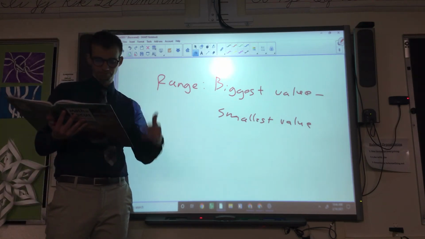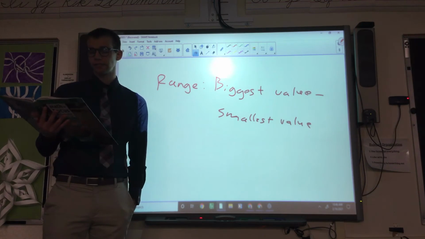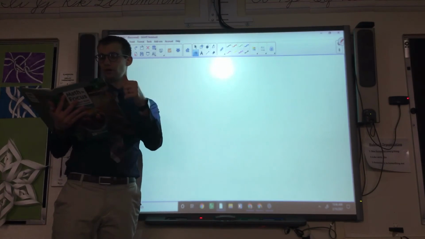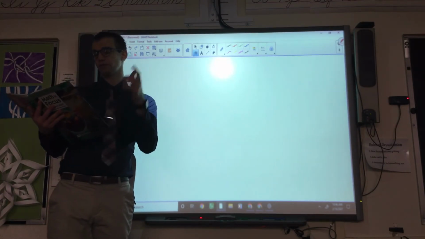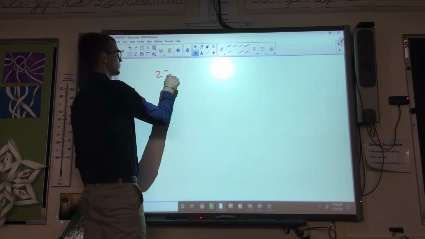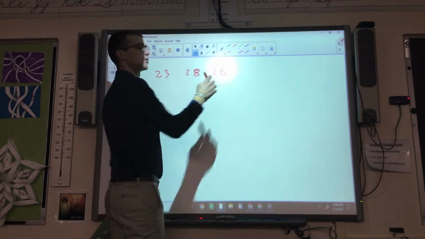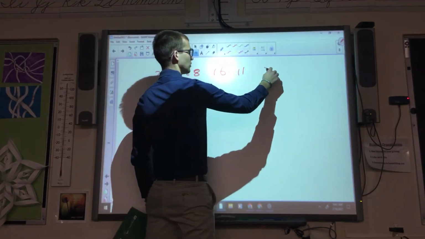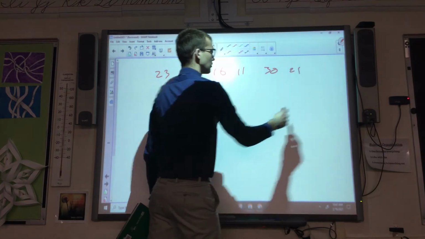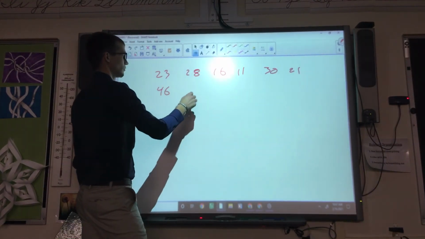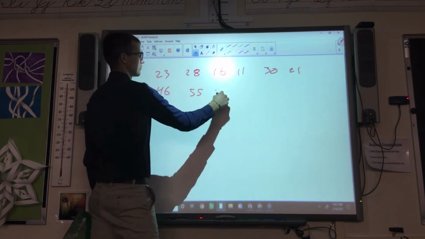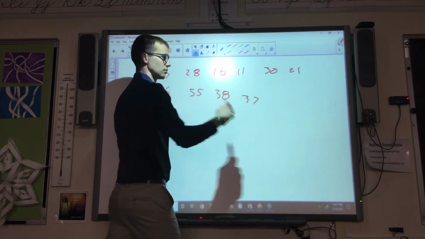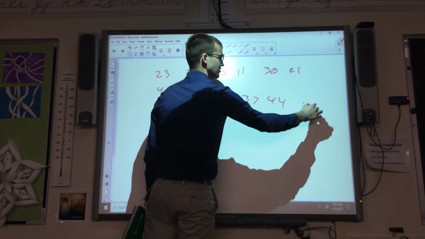And then the bottom of page 184 says understand quartiles. For quartiles, can one of you read off for me? Consider the data values. It starts off with 23, 28, 16, 46, 55, 38, 37, 44, and 17.